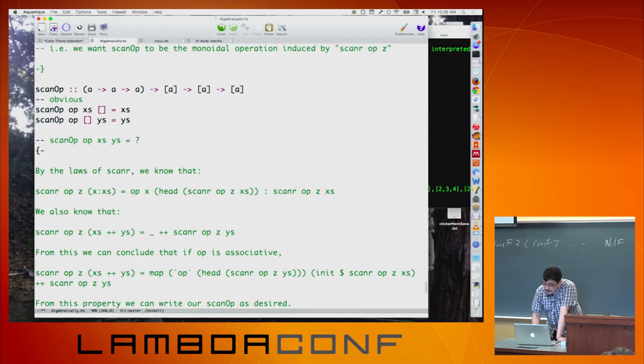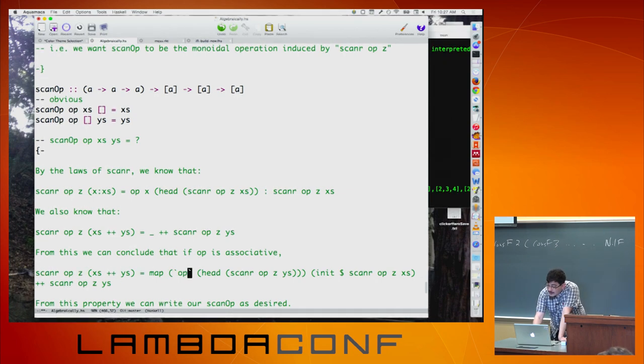Now from this we make an additional assumption. We put no assumptions on op. The op that we're scanning could be plus, could be divided by. Here we're going to say, if op is associative, as plus is, then our scan function is going to piggyback onto the associativity of op, and we get a derived associativity property, which is this.